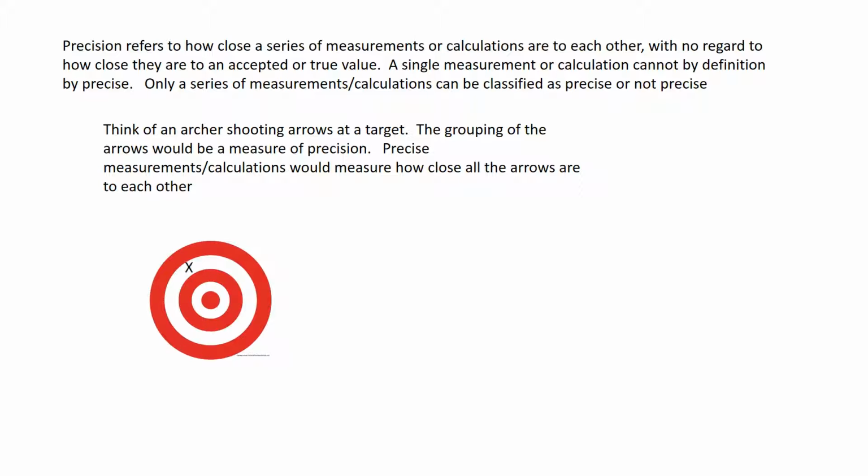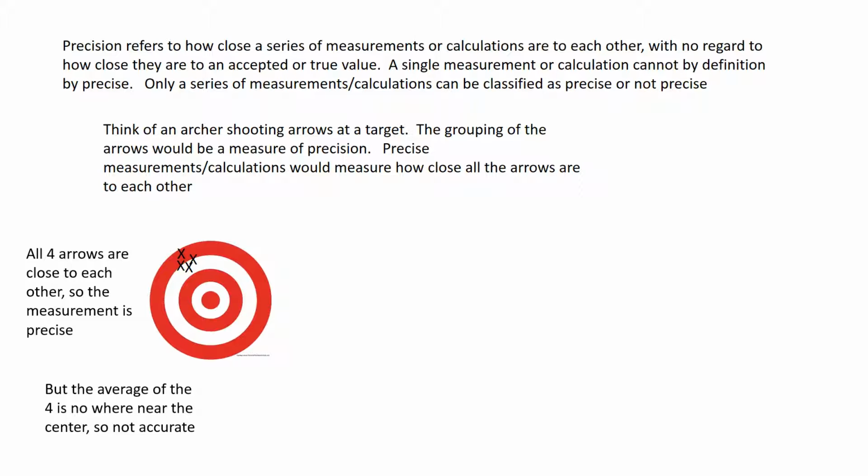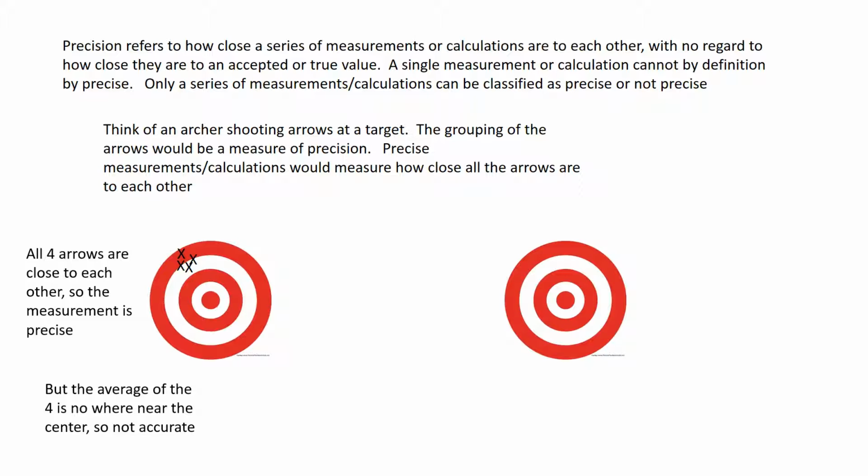So here's the target again. I've got 4 shots. Boy, those shots are really close together. That means this measurement is very precise. However, the average of these is not very close to the bullseye, so it's not very accurate.